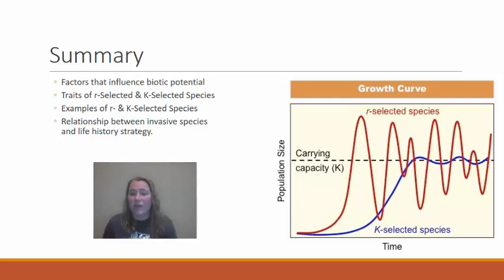So again, on this graph, it's helping you to visualize the difference between R-selected versus K-selected. So remember, R-selected species see some pretty significant fluctuations in population size. They're more of that boom and bust type of species, whereas K-selected species tend to be a little bit more of a steady state and kind of wiggle a little bit right at carrying capacity.